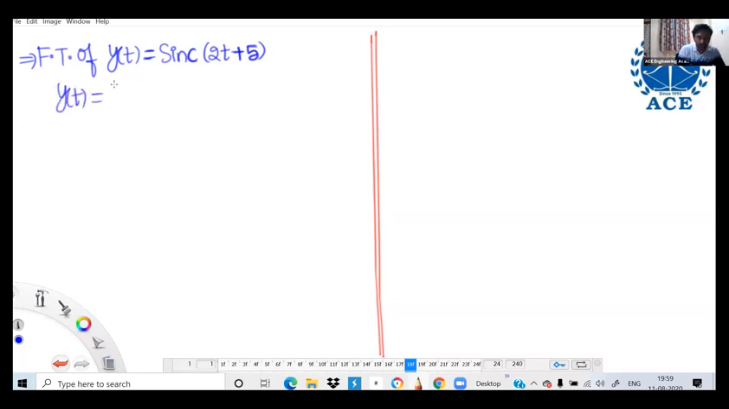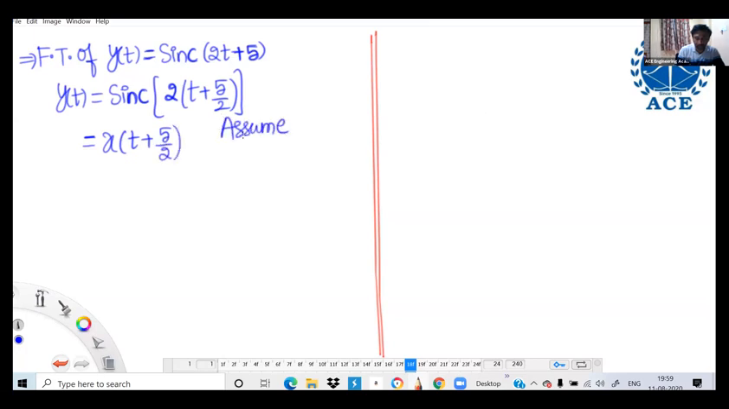We can write this as sinc of 2 into t plus 5 by 2. That is taken as x of t plus 5 by 2. Assume x of t as sinc 2t. What is the known signal for us here? That I am assuming as x(t). Sinc 2t is the known signal. If I substitute t as t plus 5 by 2 here, we are recovering our given signal.